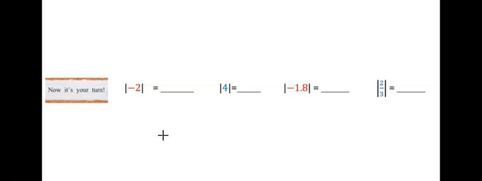Okay, it's your turn to try these 4 examples. I want you to find the absolute value of -2, the absolute value of 4, the absolute value of -1.8, and the absolute value of 2/3. So pause the video. Write your answers on the lines, turn the video back on, and see if you understood absolute value. Remember, how far are these values from 0 on any given number line?